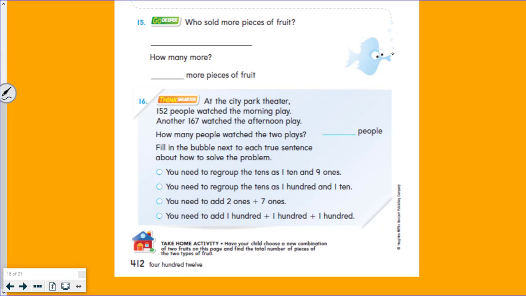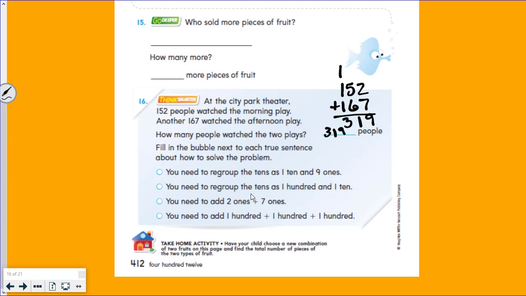Okay, so now this is what you should have done. You should have written 152. So you had to rewrite it like the last ones, which is why I wanted you to do it, because it was good practice. And so we're adding these up. So that's going to be 9. It's going to be 11 tens. So that's 100 and 1 ten. And then 300. So 319 people watched the 2 plays.